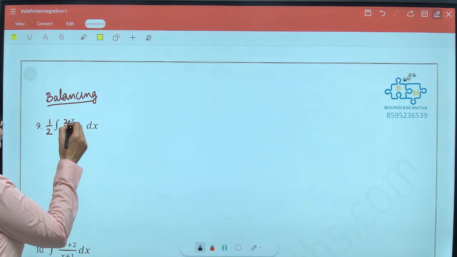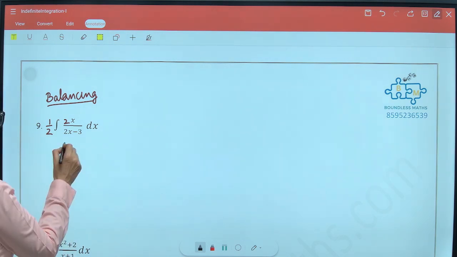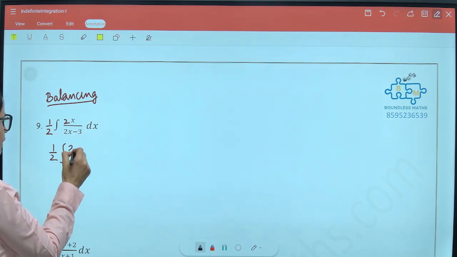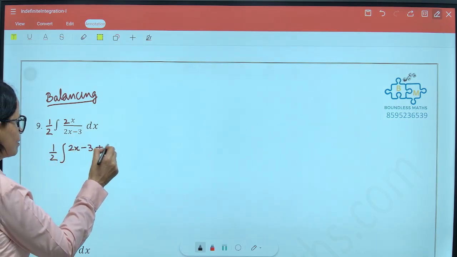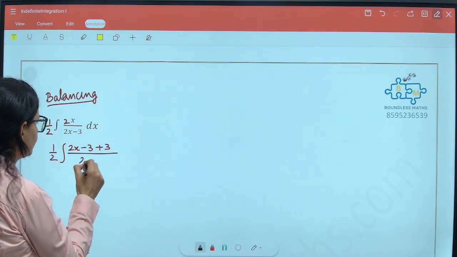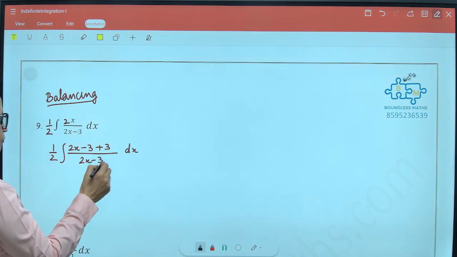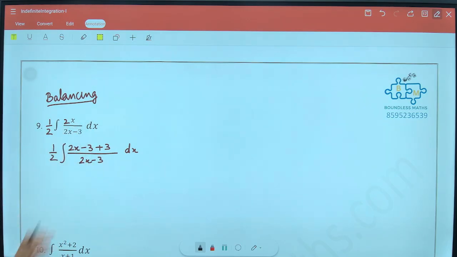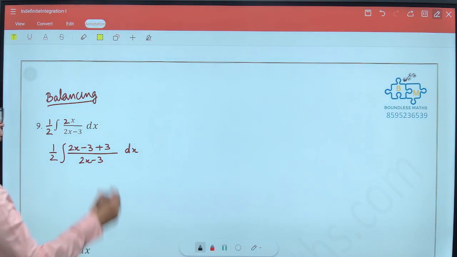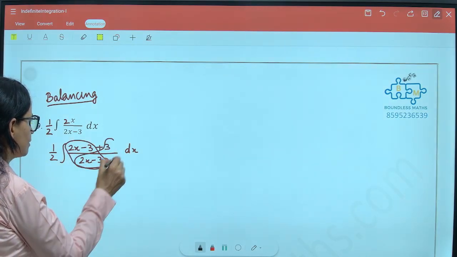Next, now we have 2x in the numerator, but the denominator has 2x minus 3. So what I can do is, half is outside, I can do minus 3 plus 3. It is not going to impact the numerator at all. And now my denominator is 2x minus 3 and we have dx here. Now we have something similar to the denominator in the numerator also. So you can separate out both the terms like this. This is one fraction and this is the other fraction.